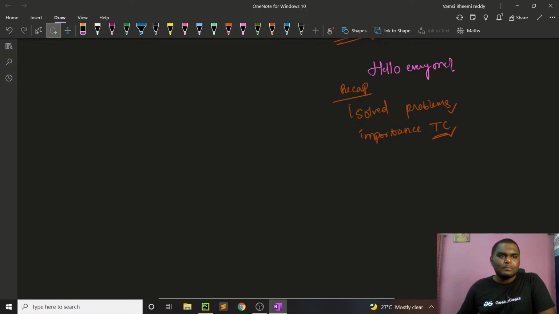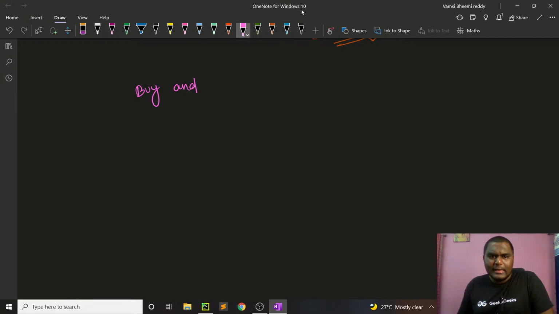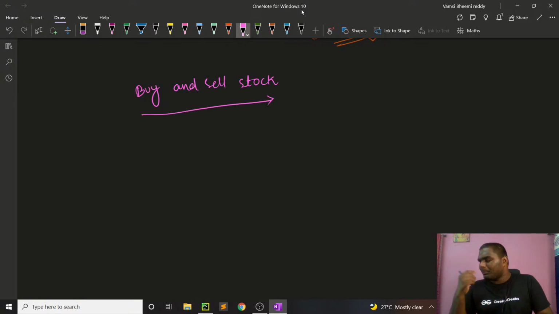Now let's get started. Today we will be solving the very first problem, named buy and sell stock, one of the gems of a problem. You can just google it. It's very basic, but if you search for buy and sell stock, you will get 6 questions. So there are 6 variations to this question. We will be seeing the very first one, which is very basic.